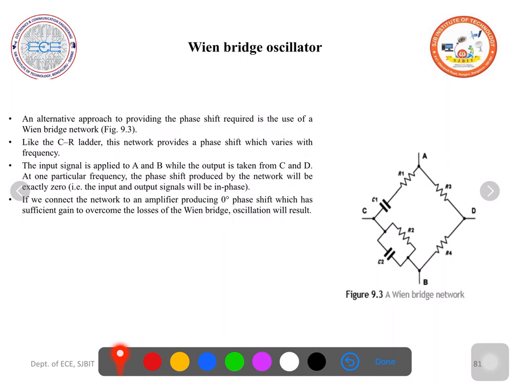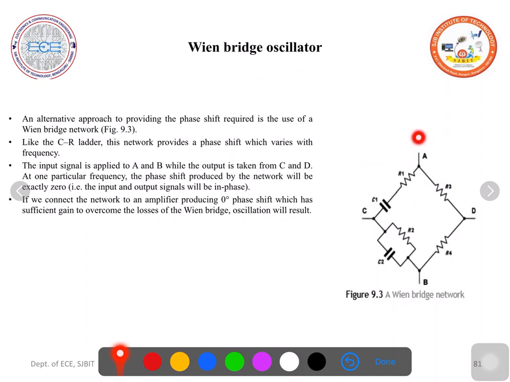Earlier in the phase shift oscillator, we saw 180 plus 180, 360 degrees. In the Wien bridge oscillator, this provides 0 degree phase shift, and this is connected to an amplifier which provides 0 degree phase shift. 0 plus 0, it is 0. Like the CR ladder, this network provides a phase shift which varies with the frequency.